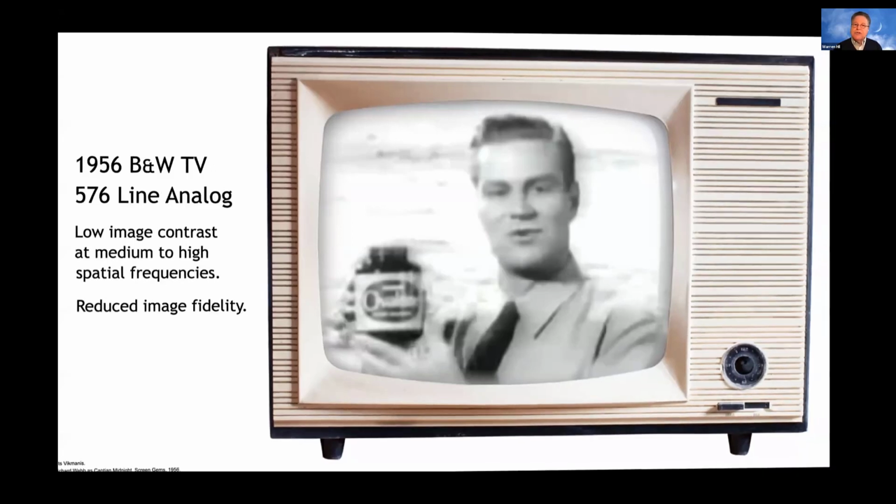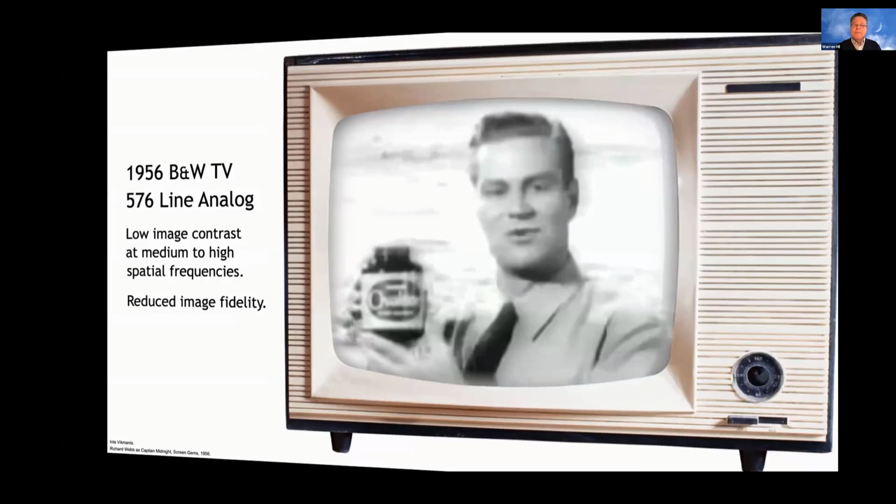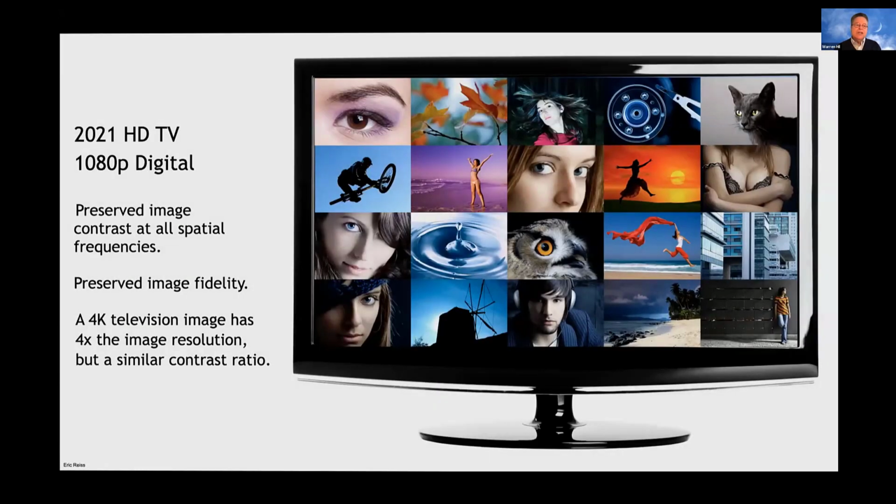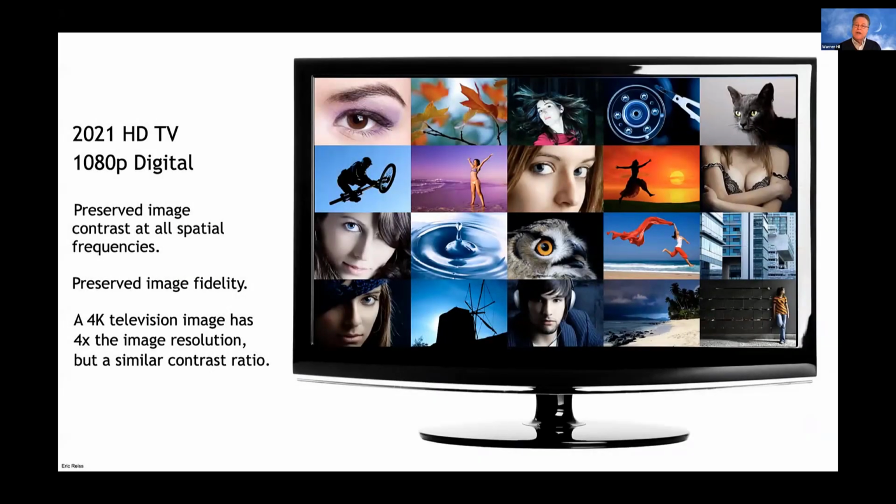So fast forward to 2021, this is a 1080p digital image, and you can see we have preserved image contrast at all spatial frequencies. We also have preserved image fidelity. A 4K television has 4 times the image resolution, but a similar contrast ratio. And an 8K television, which we're going to be seeing in the years to come, has about 8 times the image resolution and perhaps a little bit even better contrast. So again, it's all about contrast, and we as eye surgeons need to keep this in mind as we operate on patients.